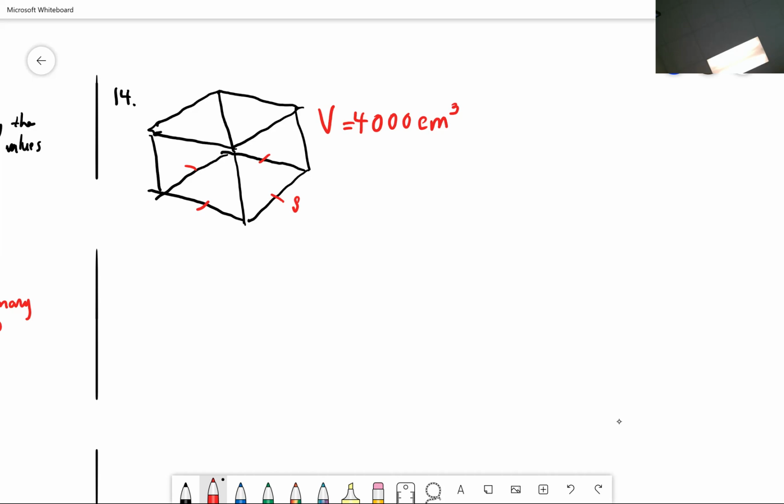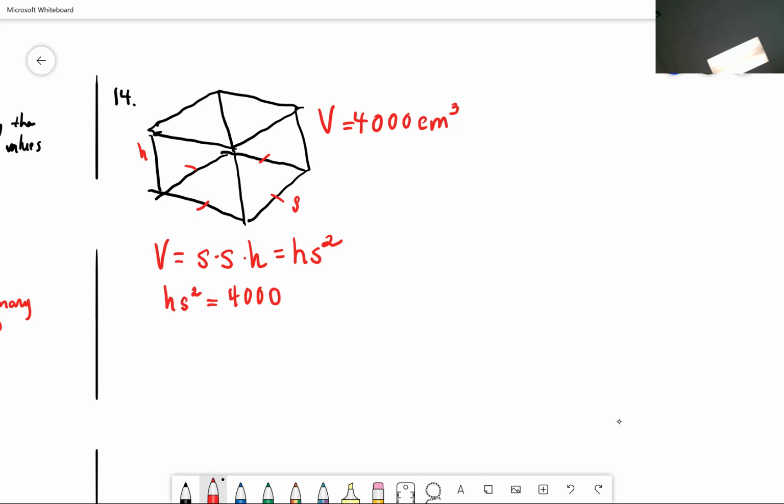So let me just call this H. We're going to say that the volume equals S times S times H, so it's H S squared. In fact, we know that if we take H and multiply by S squared, we're going to arrive at the volume, 4,000. That's a given.